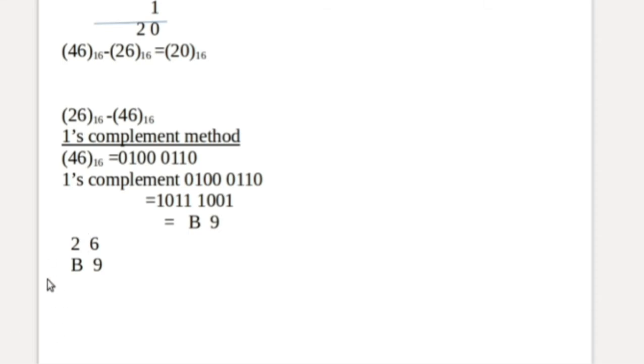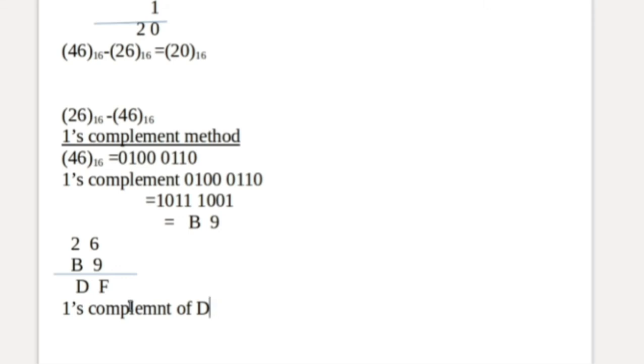So we get 6 plus 9 is equal to 15, that is F. Then B plus 2, B is equal to 11, 11 plus 2 is 13, that means D in hexadecimal. Okay, so here there is no carry from the MSB, that means the result is negative, so we have to take the 1's complement. So 1's complement of DF.